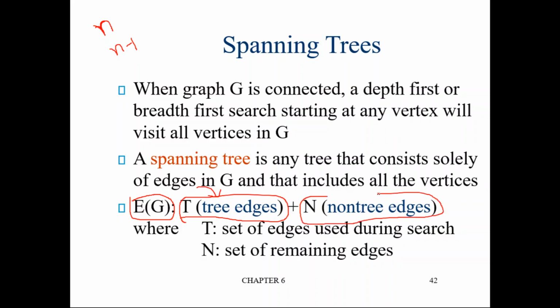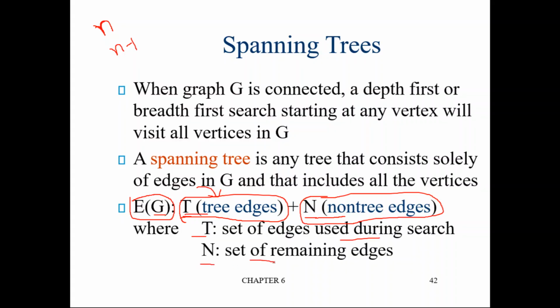The edges that are included in the spanning tree are called tree edges, which is represented as T, and the edges which are excluded from the spanning tree are called non-tree edges. So given a graph G, if you construct a spanning tree for that graph, then it will have T tree edges which are included in the spanning tree, and it will have N non-tree edges which are excluded from the spanning tree.